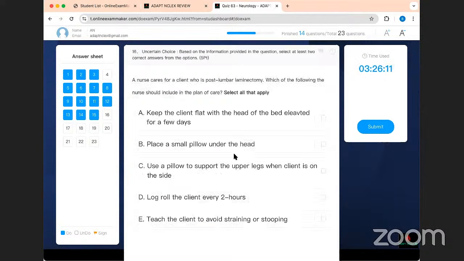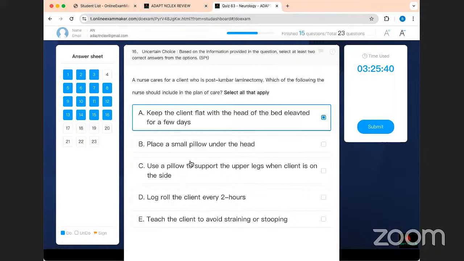And let's care for a client who is post laminectomy. We already talked about this, but I just want to give you the content here. Some people ask me about laminectomy. Which of the following should the nurse include in the plan of care? If you don't know laminectomy, don't worry about it, just ignore it. It's a spine surgery. With spine surgery, I should keep you flat. Keep the client flat with the head of the bed elevated for a few days.